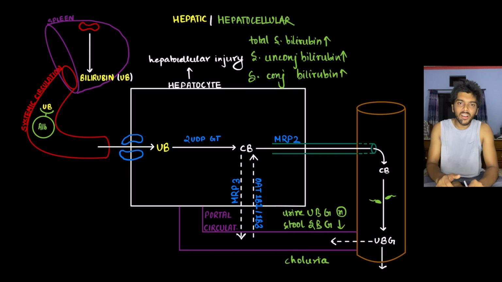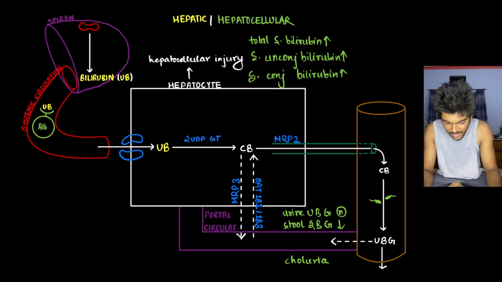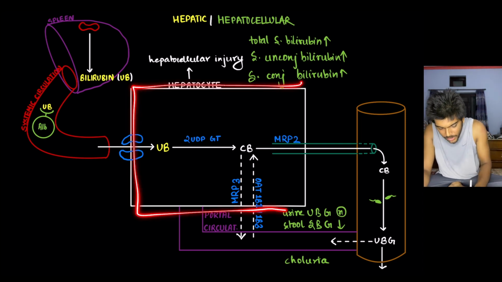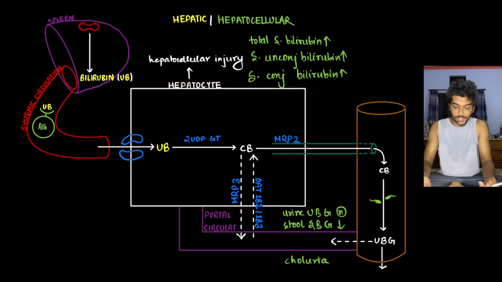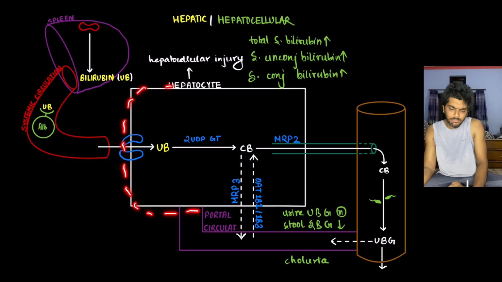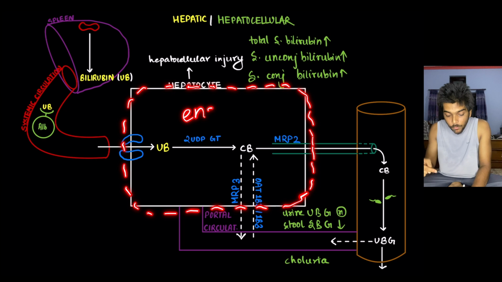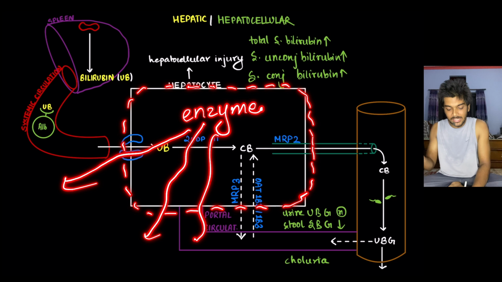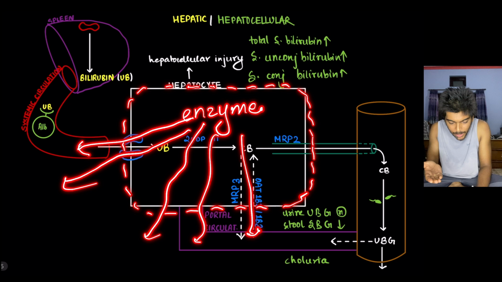Now, these are important, but not the most important tests for hepatocellular injury or hepatocellular jaundice. The most important thing is this. See, within hepatocyte, there are enzymes. And due to hepatocellular injury, the cell is going to be broken. Obviously, the cell is going to be broken. And then there is going to be leakage of whatever enzyme is present inside the cell outside. The enzyme is going to leak outside. After leaking outside, where will the enzyme go? It will enter the blood circulation.